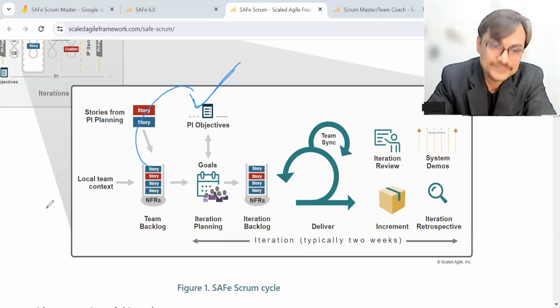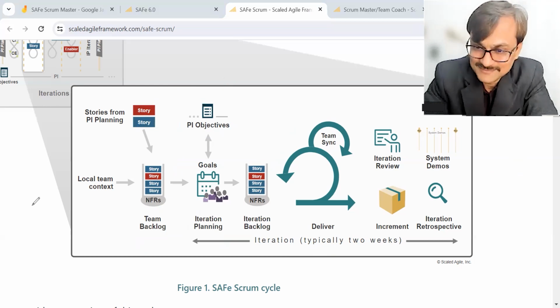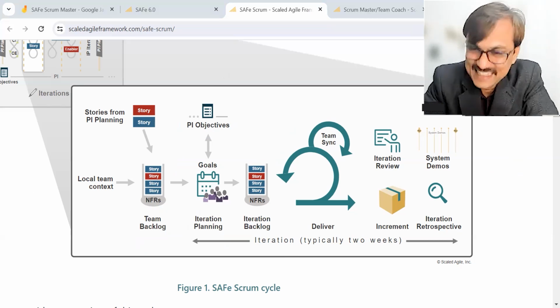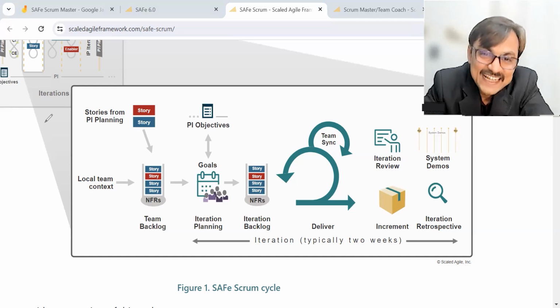Go ahead, Irfan. Sorry for interrupting. No problem. What I learned is that there are 3 types, right? One is large, one is portfolio, and one more is essentials, right? So is this applicable for all three, or only for the essentials?